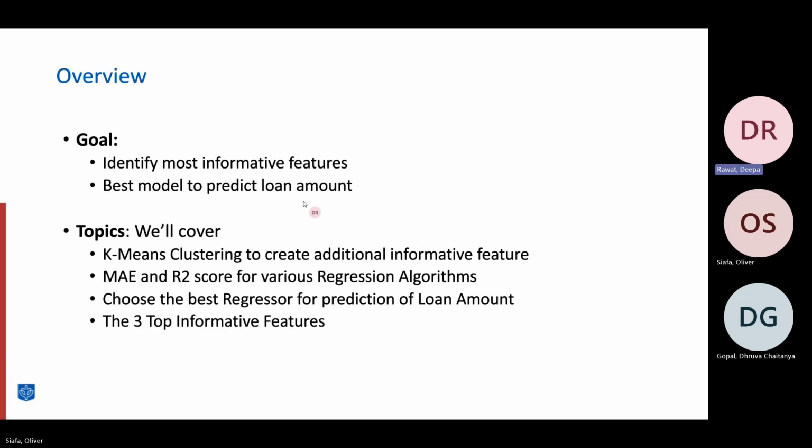The goal is, first of all, to identify the most informative features, and then use different models to predict the loan amount. We will cover different topics, like k-means clustering to find a good cluster that could be used by the model for loan prediction. We will see which model does well on MAE and R2 scores, then choose the best model to do the loan amount prediction. Using the right predictor model, we can then find out the top informative features in our data set.